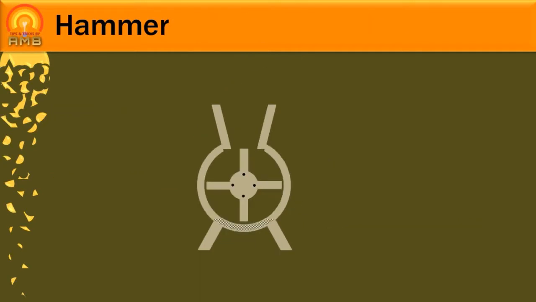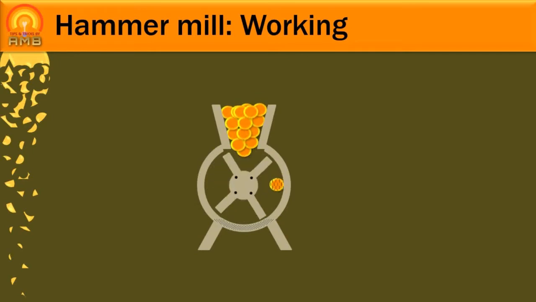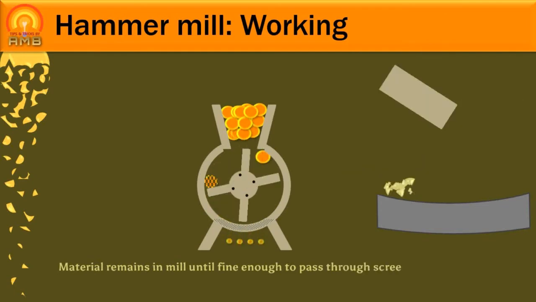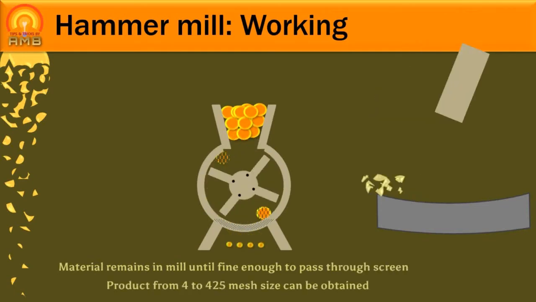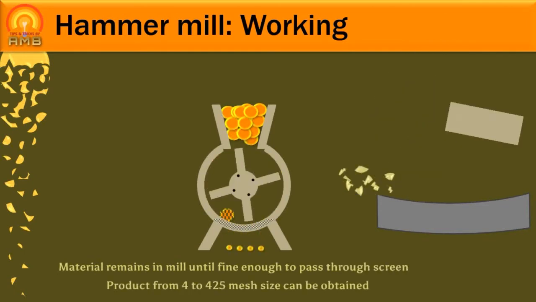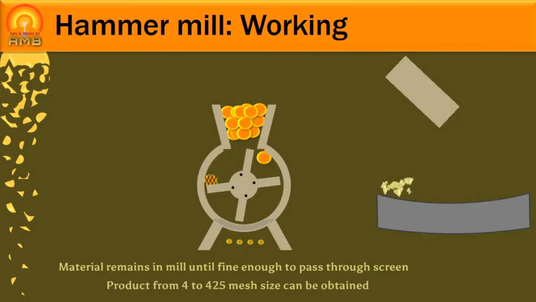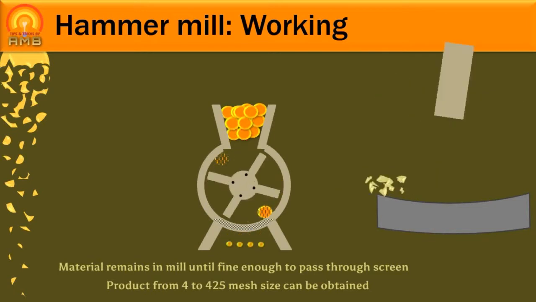Now let's see how it works. The material is put into the hopper. Material is crushed and pulverized between the hammers and the casing. It remains in the mill until it is fine enough to pass through a screen present at the bottom of the casing. Product from 4 to 425 mesh size can be obtained in this mill.